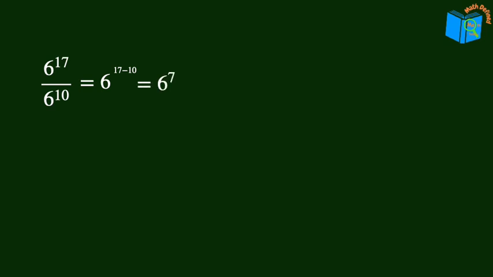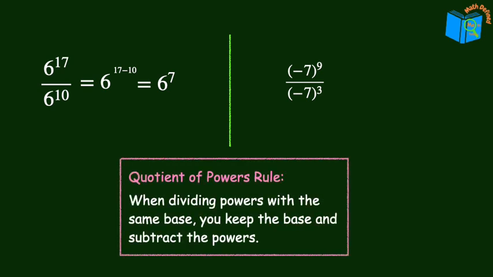Pretty easy. Now let's mix it up a bit and use negative bases. The base here is -7 because in both the numerator and the denominator there is a parenthesis between the number 7 and the exponent. This means that everything inside the parentheses is the base. So using the shortcut, or the quotient of powers rule, we will keep the base of -7, then subtract the exponents. 9 minus 3 is 6, resulting in the simplified power of -7 to the 6th.